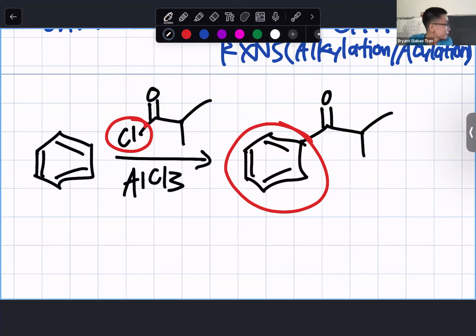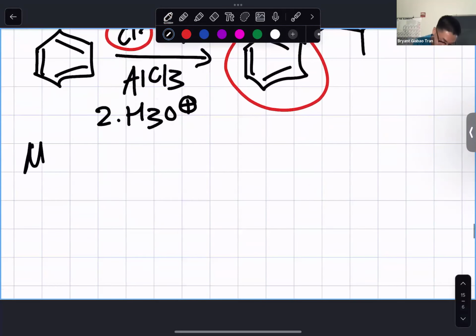Let's see. Pascal didn't really go over the mechanisms in detail for these reactions, but let's go over it just in case, because this reaction also requires an acid workup step. So here's the whole mechanism of this reaction.